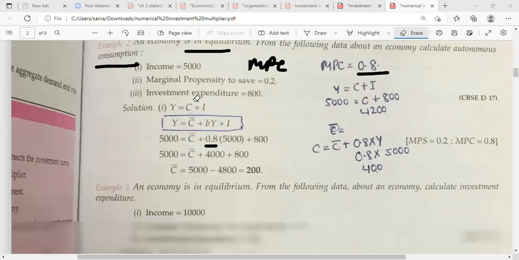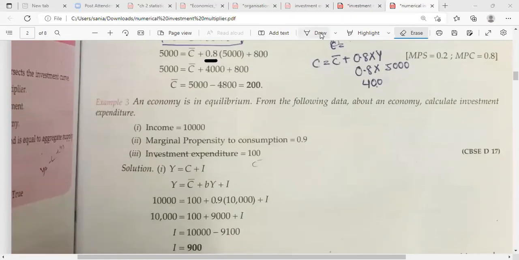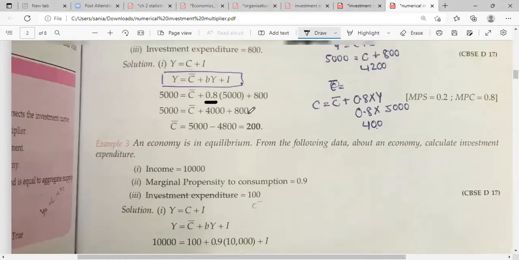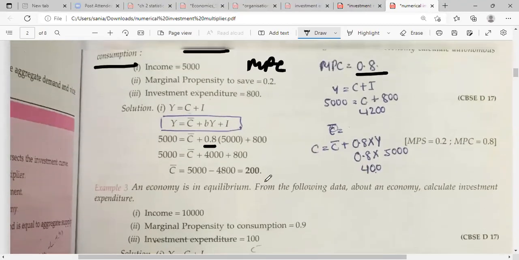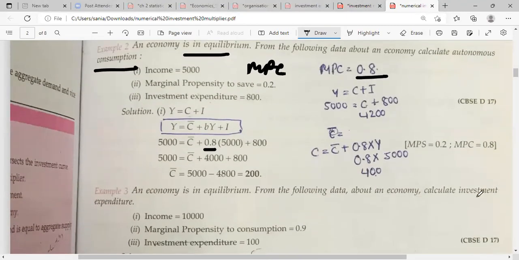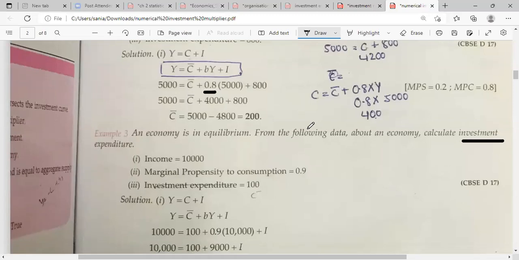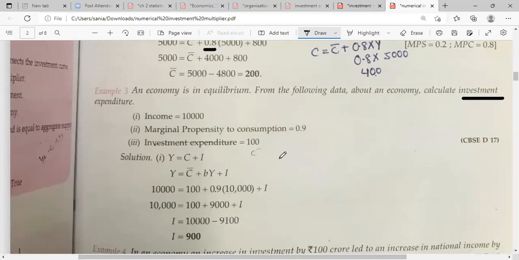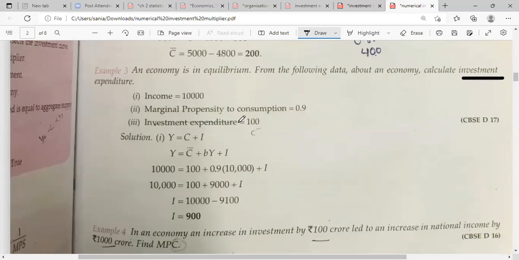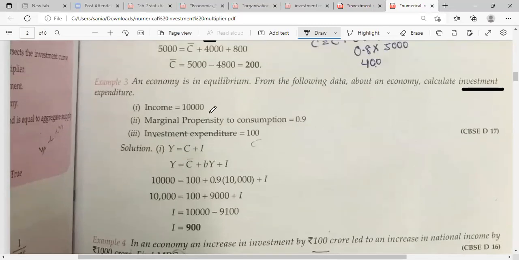Okay. Now next, an economy is in equilibrium. Again the same question. From the following data of an economy, calculate investment expenditure. Same formula, and over here you are going to find this I. Can you do this, girls? Yes, ma'am. The only drawback is that they have already written investment expenditure here. So I'll tell you what the trick is.